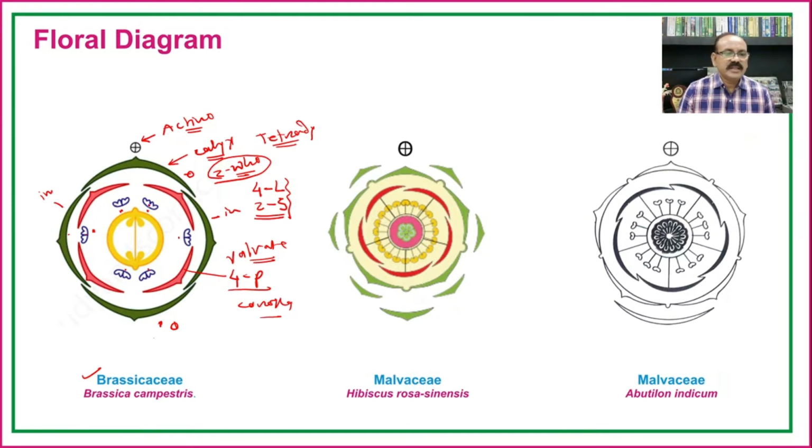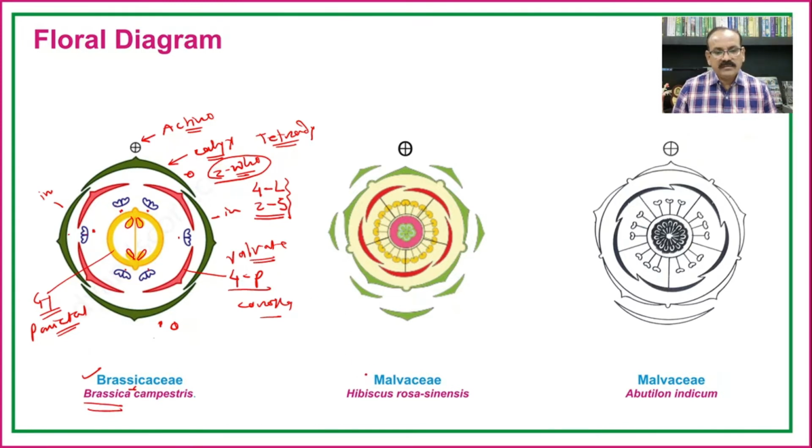Again, the stamens or the anthers are dithecous and they are extrorse. And the gynoecium is bicarpellary syncarpous, and the ovules are developing from the opposite side. So, such a type of placentation is known as parietal placentation. Such type of floral diagram or flowers are present in the Brassicaceae family, in Brassica campestris.